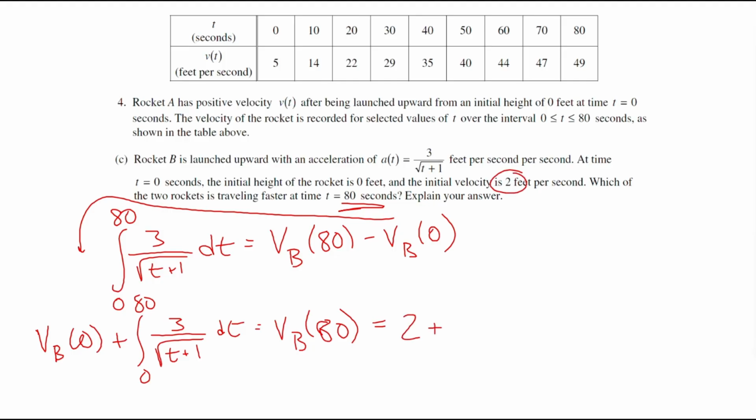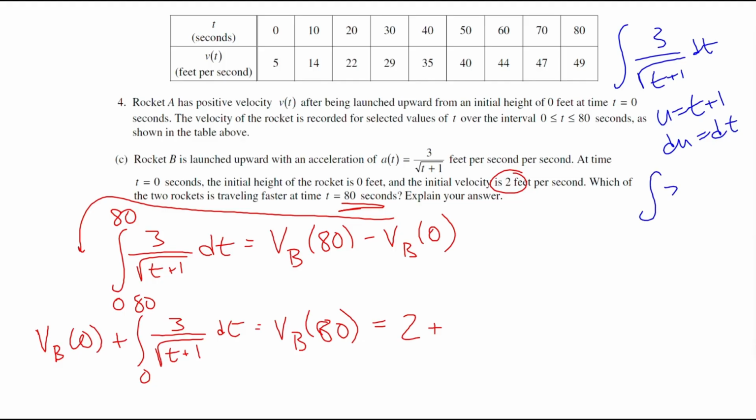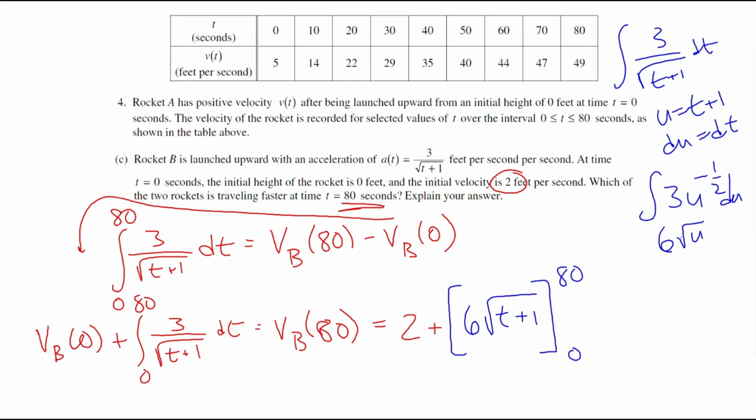And then if we integrate 3 over root t plus 1, I'm going to just do this off to the side. The integral of 3 over root t plus 1, that's a u substitution where u is t plus 1 and du is just dt. So really this is just an integral of 3 u to the negative 1/2 du. And if you integrate 3u to the negative 1/2, we're going to get 6u to the 1/2, or 6 root u. So this is 6 root t plus 1, evaluated from 0 to 80.